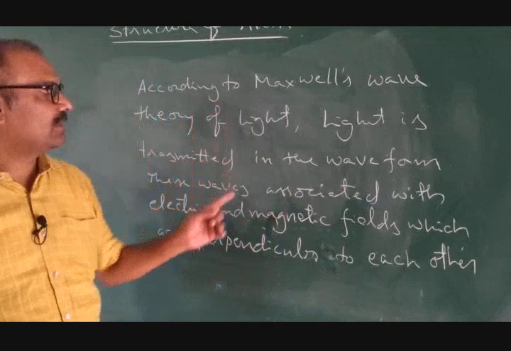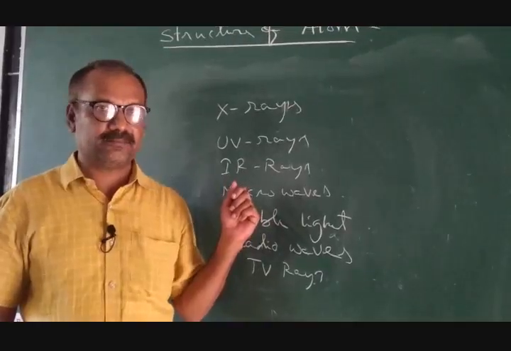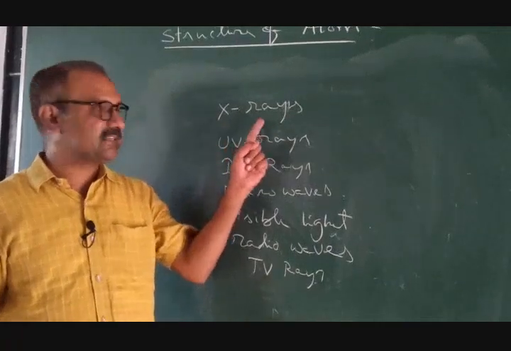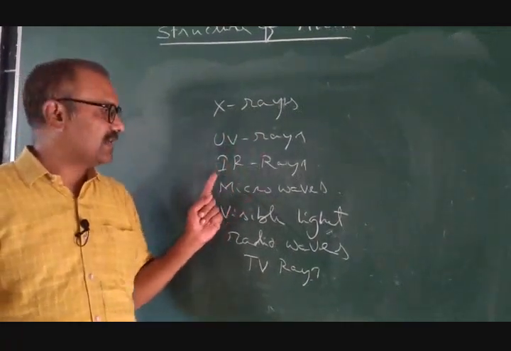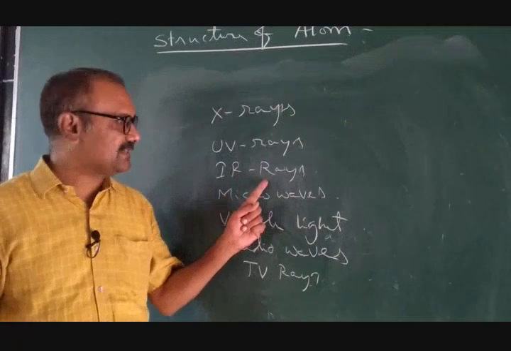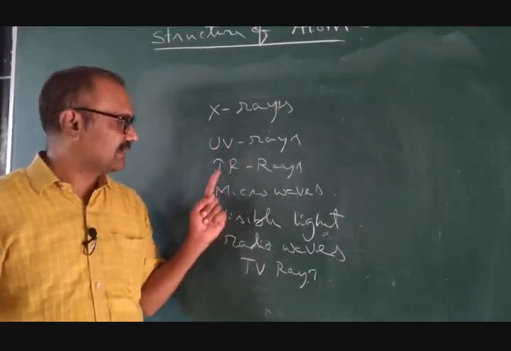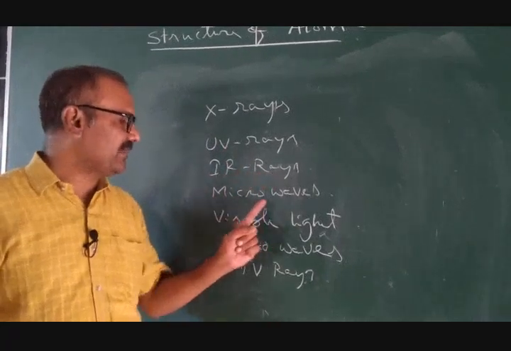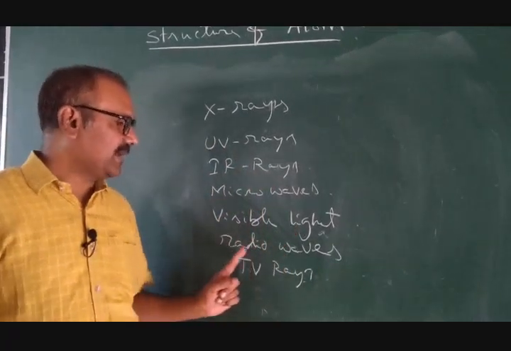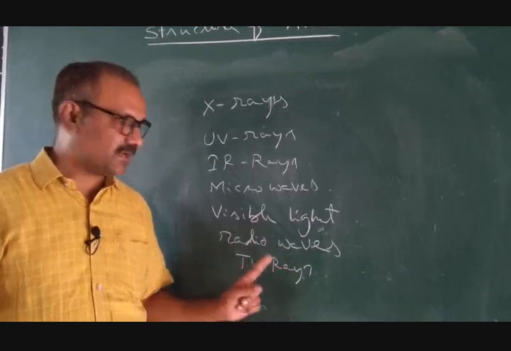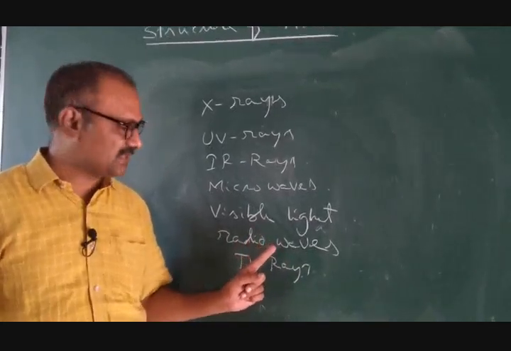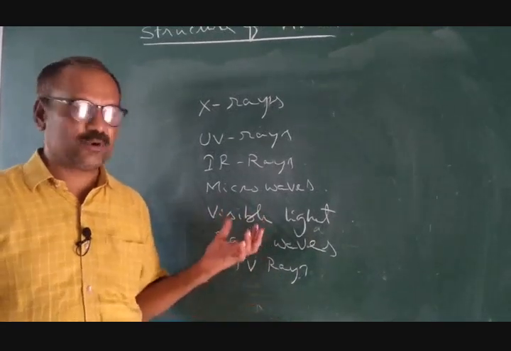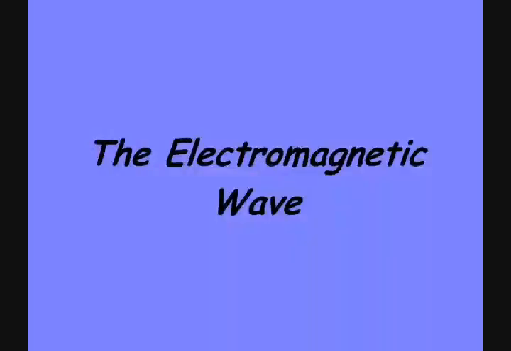Examples for electromagnetic radiations are X-rays, UV rays, infrared rays. UV rays means ultraviolet rays. Infrared rays, microwaves, visible light, radio waves, TV waves, radio waves FM and AM rays, TV waves, and so on. All these are considered as electromagnetic radiations.